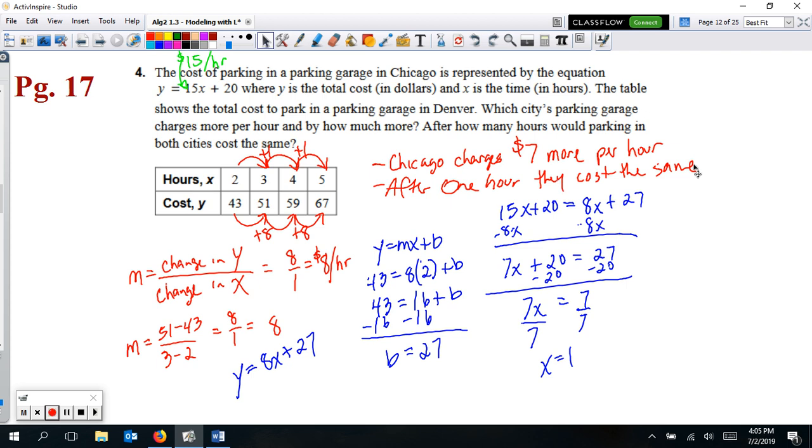After 1 hour, it's just going to take 1 hour for the cost to be the same. After 1 hour, they cost the same. So if we say, okay, 1 hour for this one here would be 8 plus 27, that's 35, and we already said 1 hour for this one was going to be 15 plus 20, that's 35 as well. All right, moving on to the rest of our lesson.